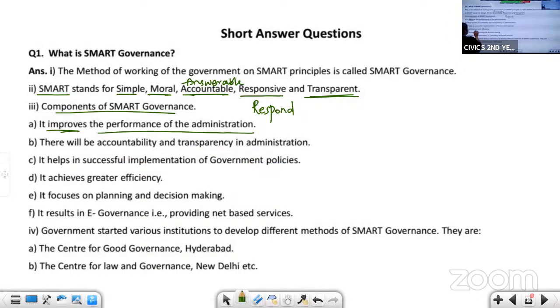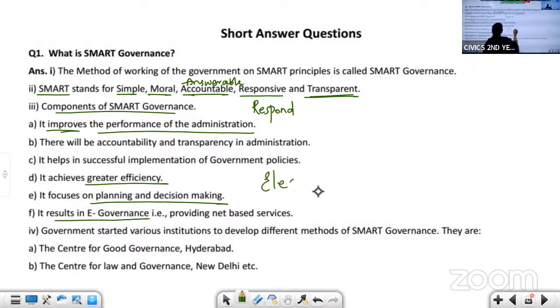And it achieves greater efficiency. The government will be able to function efficiently, addressing the needs of everybody. Now, it focuses more on planning and decision making, and it results in e-governance. So what is e-governance? It is electronic governance.